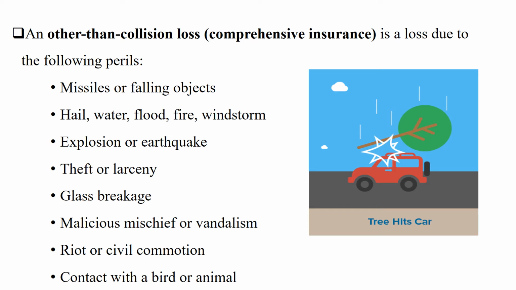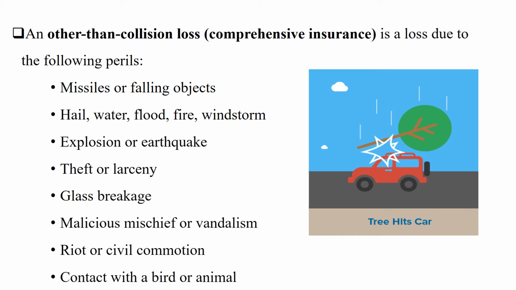Other perils include natural disasters, such as hail, water, flood, windstorm, earthquake, fire. Other than collision also includes theft, glass breakage, vandalism, or malicious mischief, civil commotion, contact with a bird or animal. For the last one, animal damage.